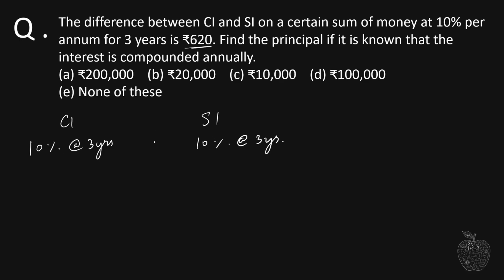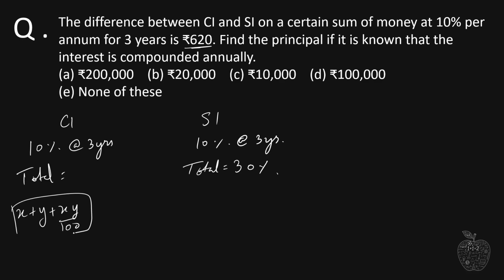So we need to first calculate what the total interest here is. For simple interest, it is easy to calculate the total interest. It is 3 into 10, that is 30%. But for compound interest, I'll use the formula for cumulative percentage, which is x plus y plus xy by 100.